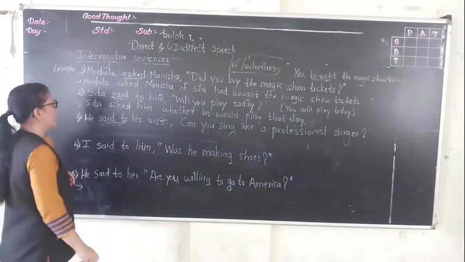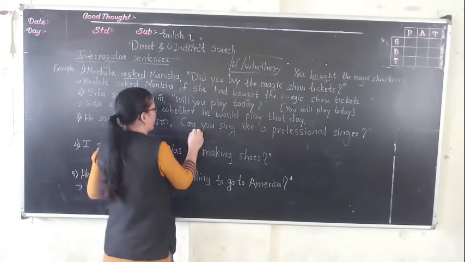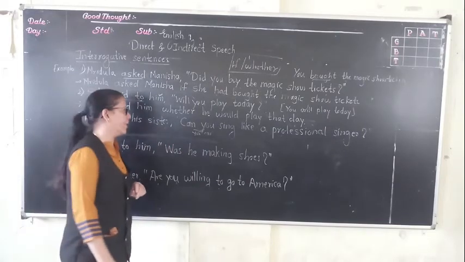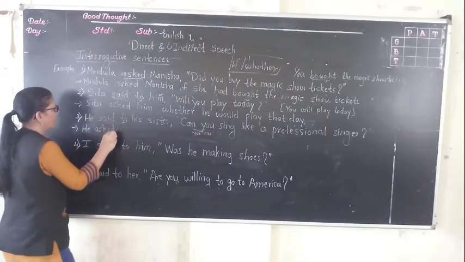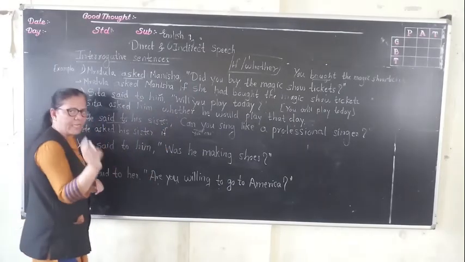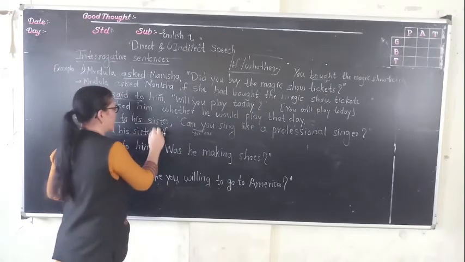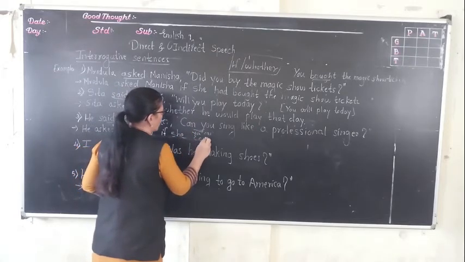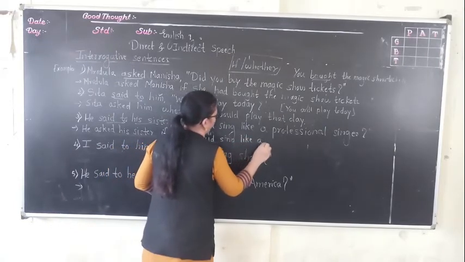Next example, he said to his sister, can you sing like a professional singer? So "can you" will change to "you can". You can sing like a professional singer. So it will be the assertive sentence. He asked his sister if or whether, any conjunction. If you, that is second person, changes according to the object. Sister, his sister, female, so she. If she can changes to could. If she could sing like a professional singer.